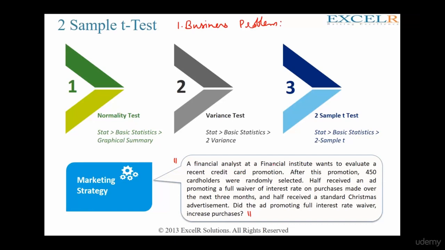The financial analyst at a financial institute, they have done some promotions, some advertisements, and they have chosen 450 people randomly, and half of them, that means 225 of them, have received the full interest rate waiver advertisement, and another 225 people have received standard Christmas advertisement. Which advertisement is better? Is full interest rate waiver better or not? That is a problem that they are trying to solve. So the underlying business problem is, which ad is better?